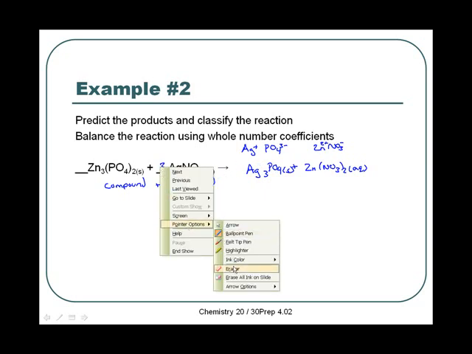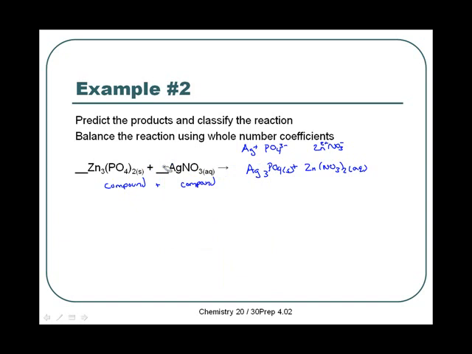So I'm going to go through and I'm going to erase my 3, and we'll start again.